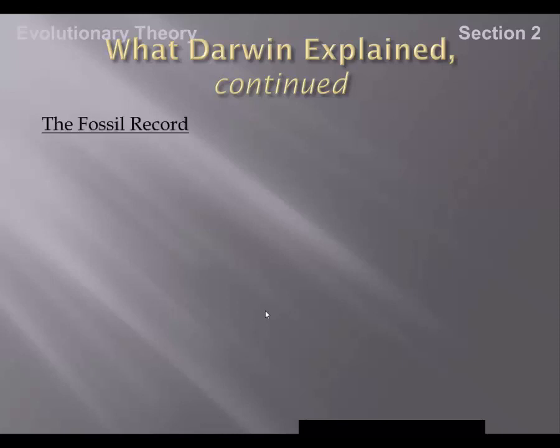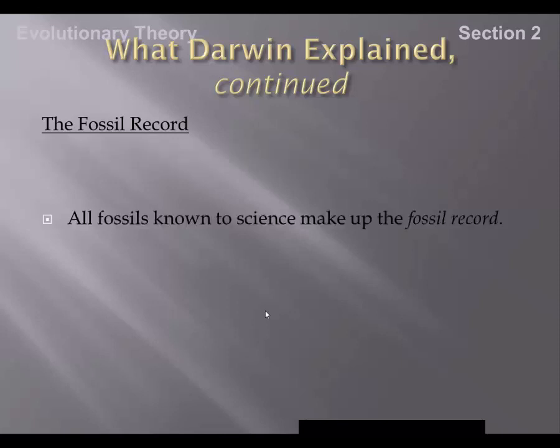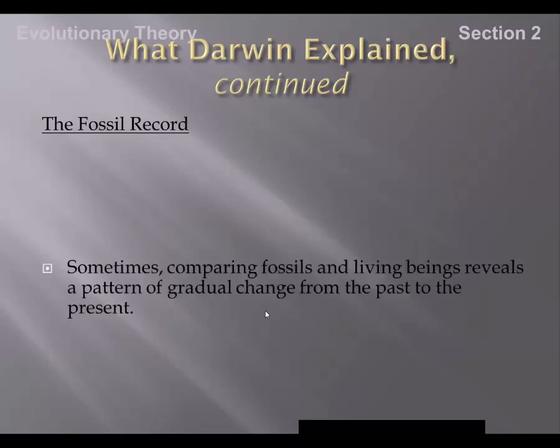So Darwin used a number of different supports or proofs to explain his theory. The first one is the fossil record. He looked at large numbers of fossils, and he looked at organisms that lived in the past. All of those fossils that scientists have collected and found make up what we know as the fossil record. Scientists compare the fossil record from old organisms to more recent organisms and then to current organisms, and there seems to be a pattern of gradual change.